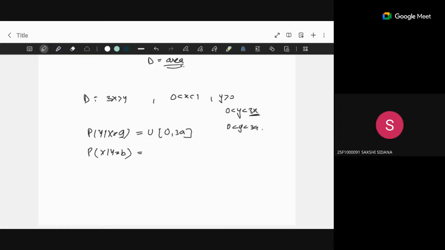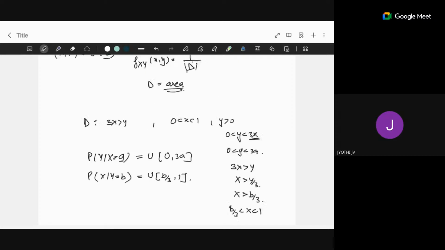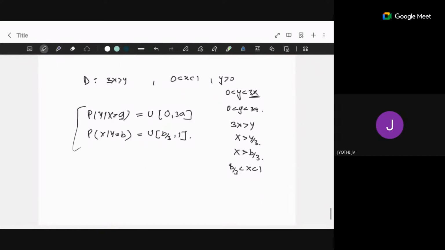So if I see that 3x is greater than y, I can say that x is greater than y by 3. If I put the value of y, which is b, it will be b by 3. So I can say that my limit of x is going from b by 3 to 1. Yes. So this will be what? Uniform b by 3 to 1. Correct. That's it. Actually, we need to find only the uniform. We don't need to find out any conditional thing. Okay, that was my mistake. So actually, we need to find out this thing only.